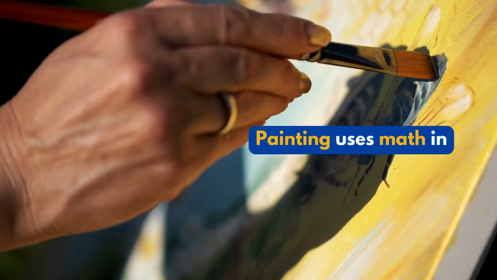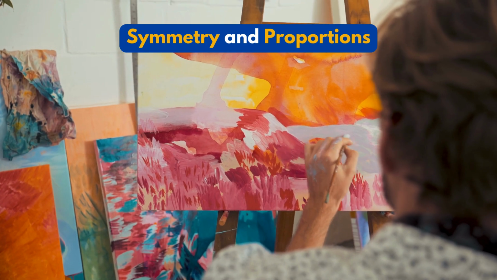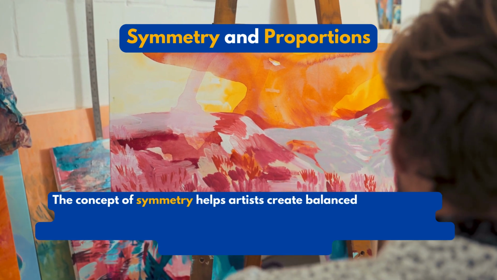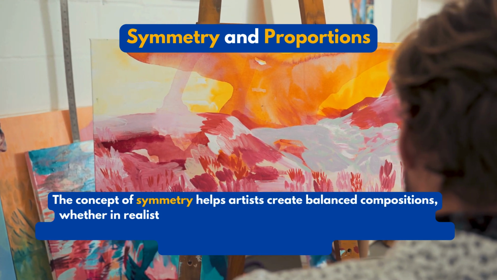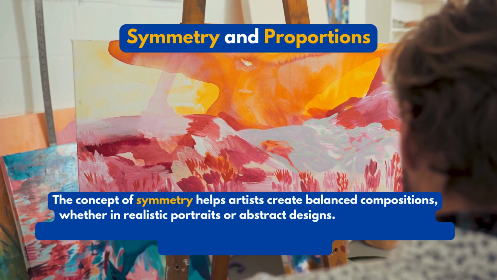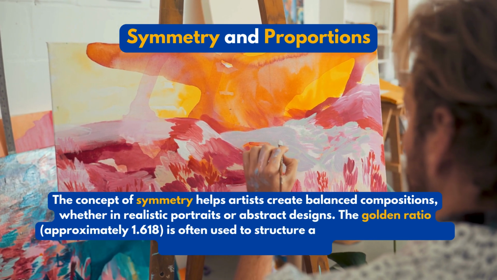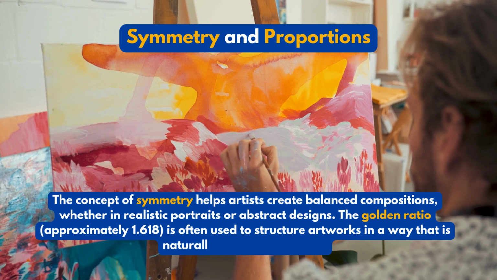Painting uses math in symmetry and proportions. The concept of symmetry helps artists create balanced compositions, whether in realistic portraits or abstract designs. The golden ratio, approximately 1.618, is often used to structure artworks in a way that is naturally pleasing to the eye.